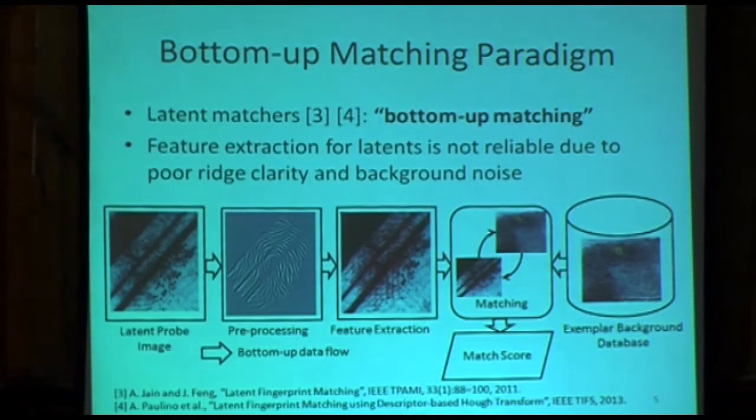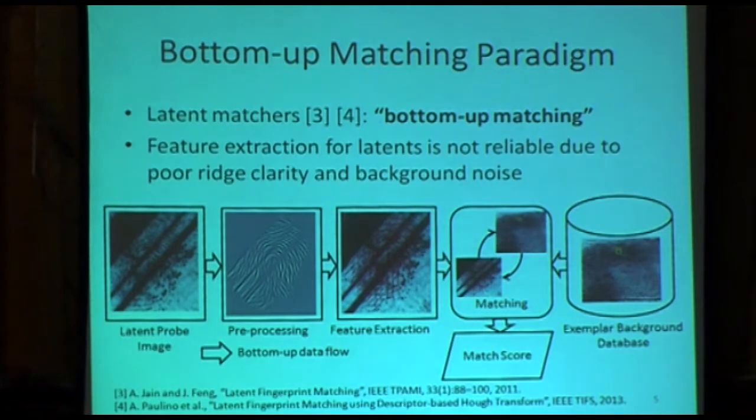Now I will explain the existing solutions for the problem. The existing solutions essentially are based on the bottom-up matching paradigm. The latent matchers in the literature take a latent probe image and first pre-process it. The pre-processing module contains both segmentation and enhancement. The next step is feature extraction. And finally, you match the latent to the exemplar background database, which already has extracted features from the exemplars, and you generate a match score. So this is the bottom-up data flow.